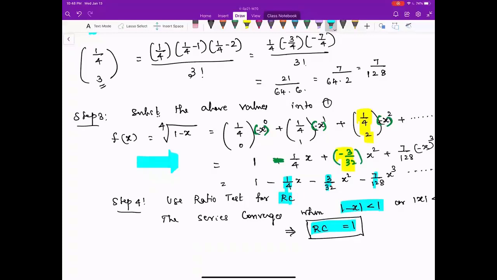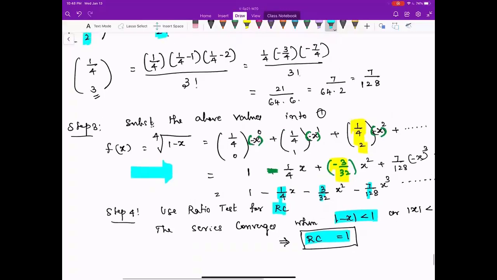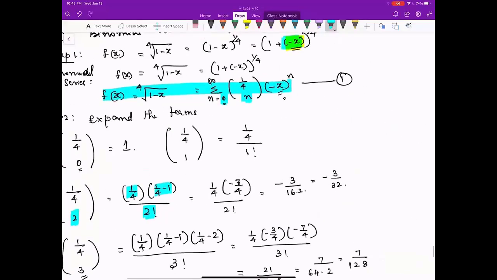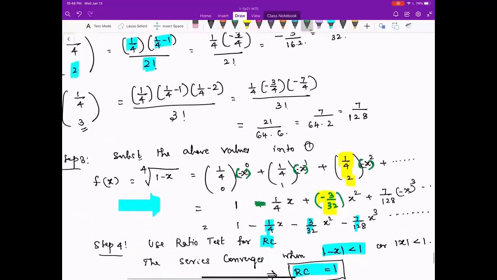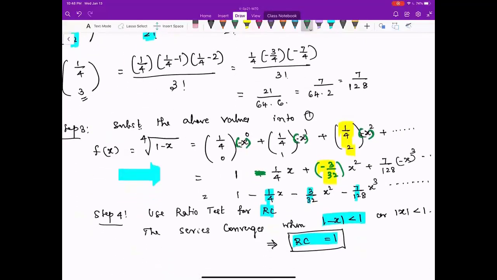It follows from the binomial series. The binomial series converges when absolute x is less than 1. In this case, x is replaced by negative x here. So absolute negative x less than 1 gives the convergence condition. That means absolute x is less than 1, which tells us that the radius of convergence is equal to 1.